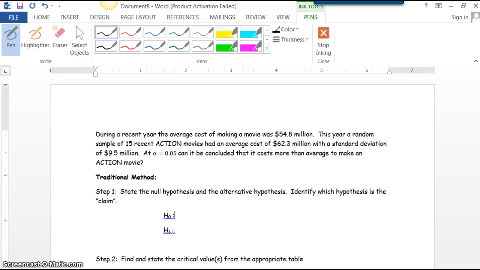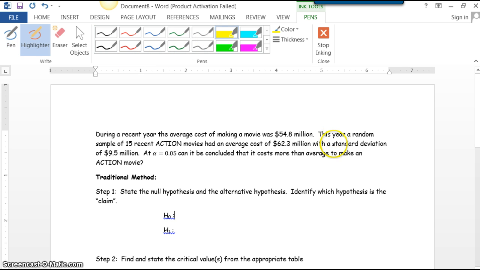This is a hypothesis test about the population mean, mu, and we will be using the traditional method. During a recent year, the average cost of making a movie was $54.8 million. This year, a random sample of 15 action movies had an average of $62.3 million, with a standard deviation of 9.5. At alpha 0.05, can it be concluded that it costs more than average to make an action movie?